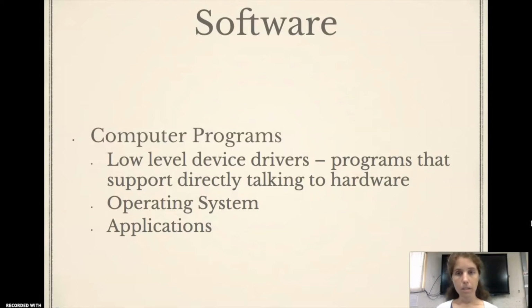So the three different types of software that we are going to learn about are our low-level device drivers. These are programs that let us talk with the hardware, so things like your keyboard or your mouse. The operating system is another type of software. And finally, our applications.